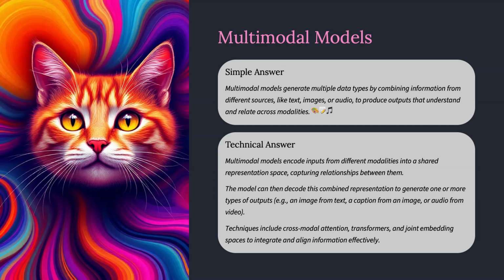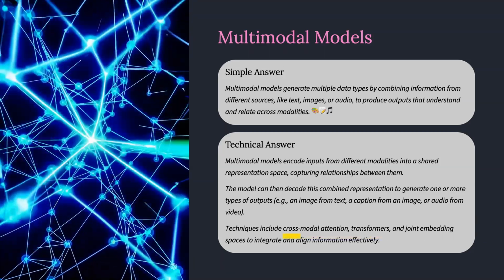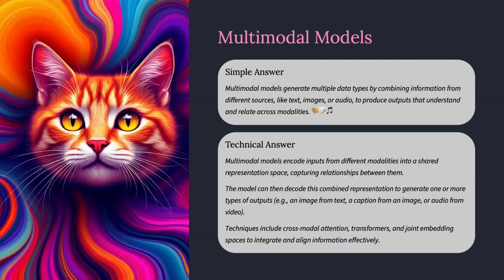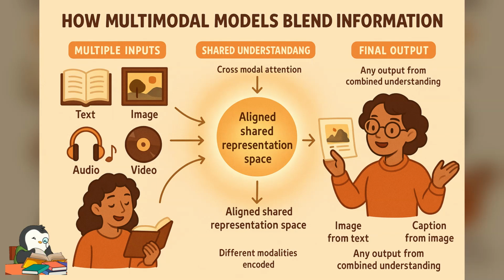Using mechanisms like cross-modal attention and transformer-based joint embeddings, the model can then decode this shared representation into any target output, such as generating an image from text or a caption from an image. Think of a storyteller who reads a novel, listens to music, and watches a film, then creates a single performance inspired by all of them. That's how multimodal models create rich, coherent outputs.